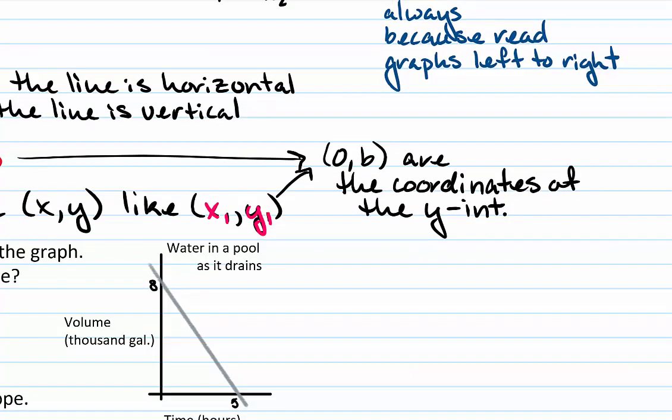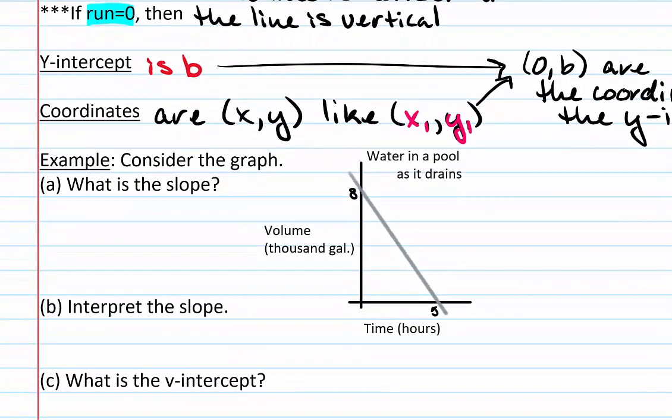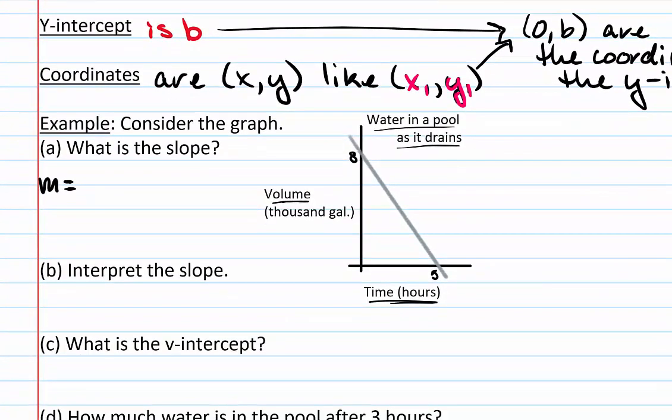So now let me show you an example. Let's consider this graph. This graph is the water in a pool as it drains. On the vertical y-axis, we have the volume of the water, and on the horizontal axis, we have time. First, we need to find the slope. Remember, that's just y2 minus y1 divided by x2 minus x1. I can see some really easy points to read right here. This is the point 0, comma 8. That's our x1, comma y1.